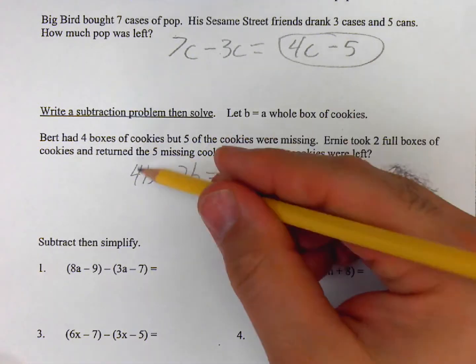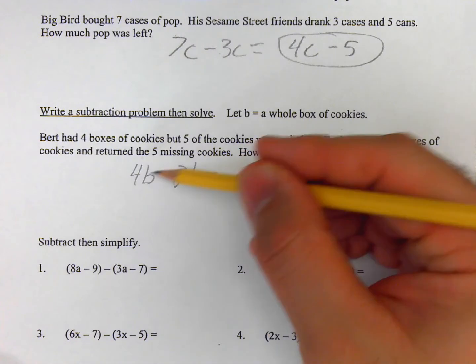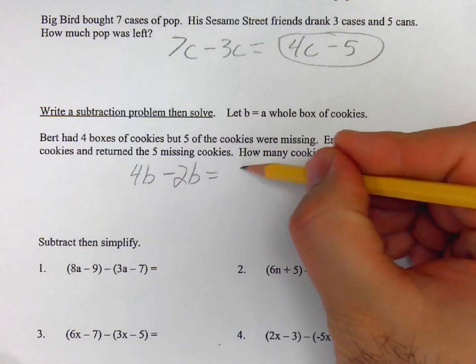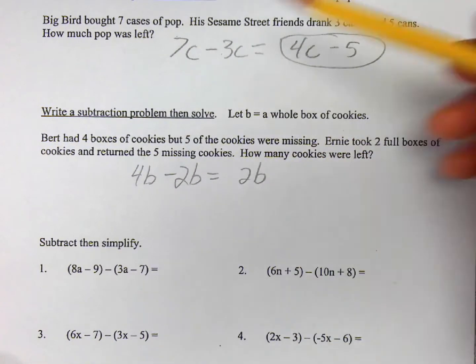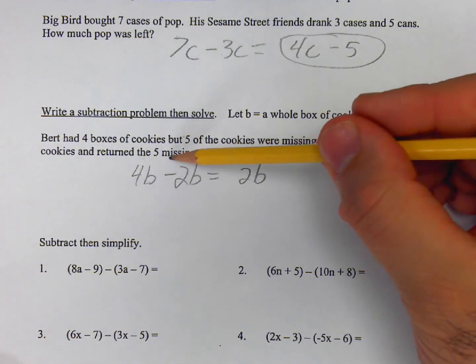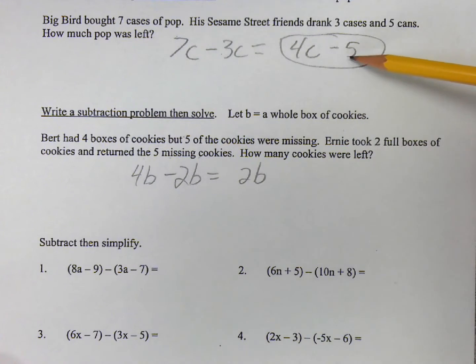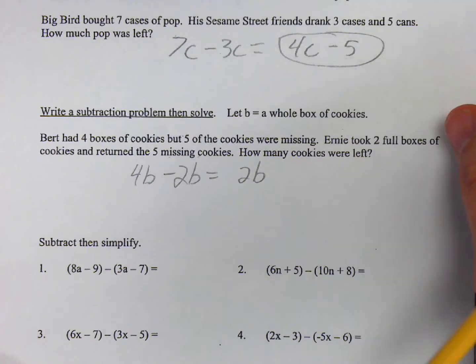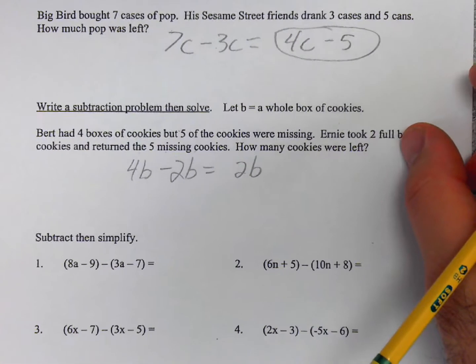So 4 boxes minus 2 is 2 boxes that were left. So the 5 cookies that were missing were returned to make it whole. So we don't need to count those like we did these right there. All right. So those are some story problems that you're going to see in your homework.